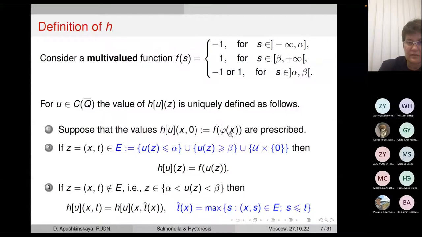So I have phi, and f from phi, I know such a distribution. So where plus one, where minus one, where switches. And now we try to argue as follows. We take a point set and say, okay, let it be in well-defined sets. So it's either the value of u is less than or equal to alpha, or bigger than or equal to beta, or it's on the initial level. So time here is equal to zero. Then for such points, I know how to define hysteresis.